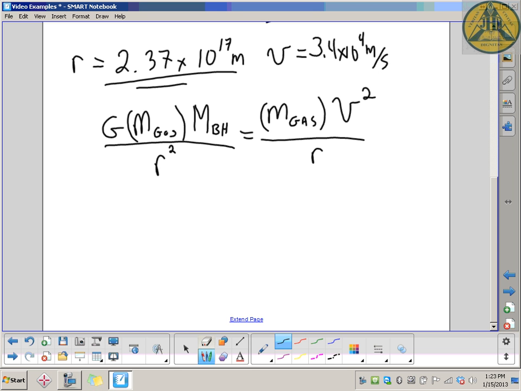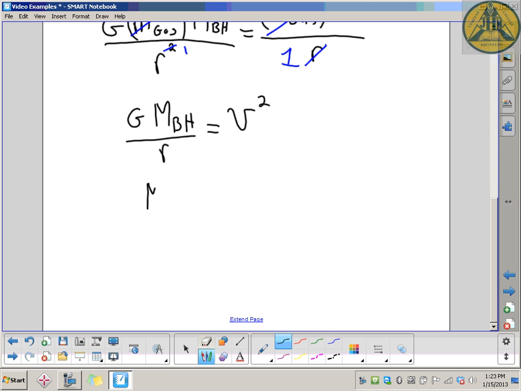A little bit of simplifying. The mass of the gas divides out. The mass that's orbiting doesn't matter. And you can multiply both sides by r. That changes that exponent to a 1. That crosses out. Remember, when you cross something out, it is not replaced with a 0, it's replaced with a 1. So our formula we're working with is G times the mass of the black hole over r equals v squared. Rearranging, the mass of the black hole we're trying to figure out is the orbital velocity squared times its orbital radius, divided by the universal gravitational constant, G.